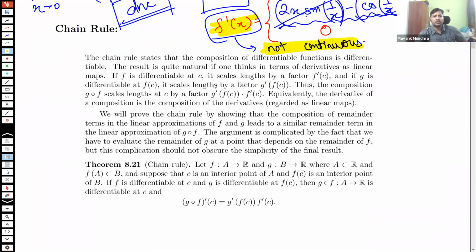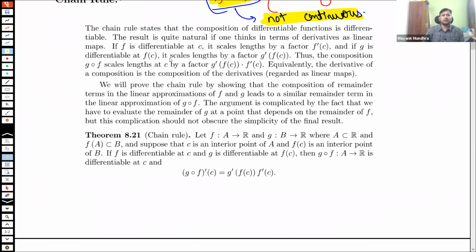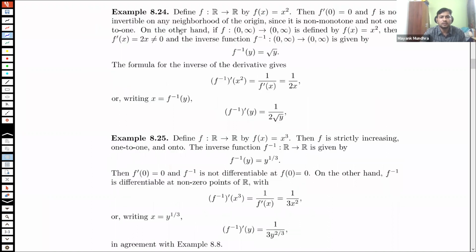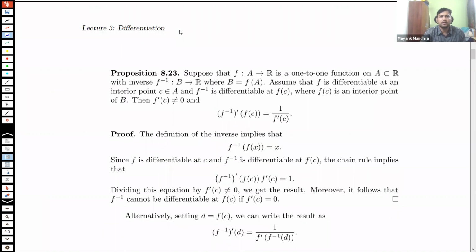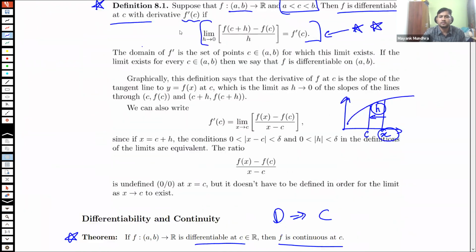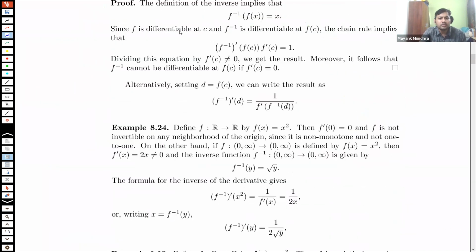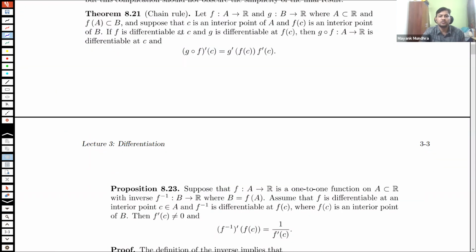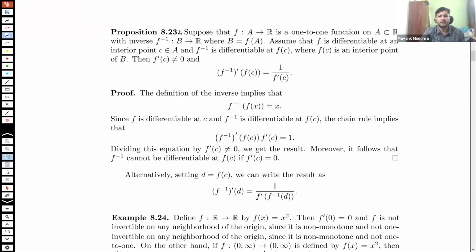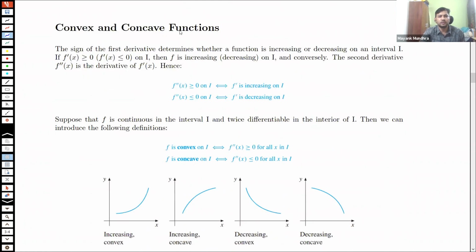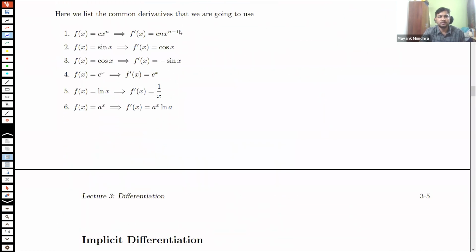All right, let's look at chain rule. So the chain rule states that composition derivatives done. I should put these common derivatives first, probably. That would be better. Anyway, let's do these common derivatives and then circle back to chain rule and convexity, all those things.